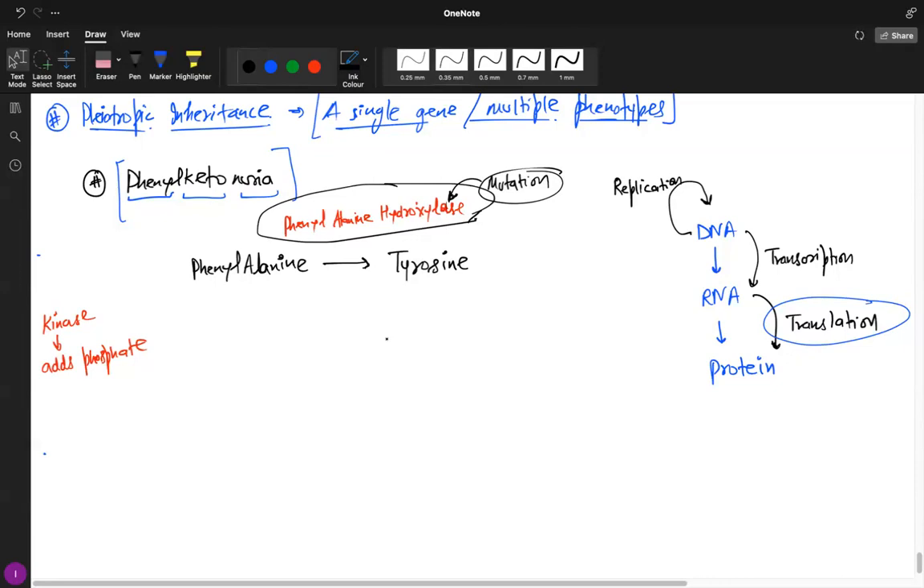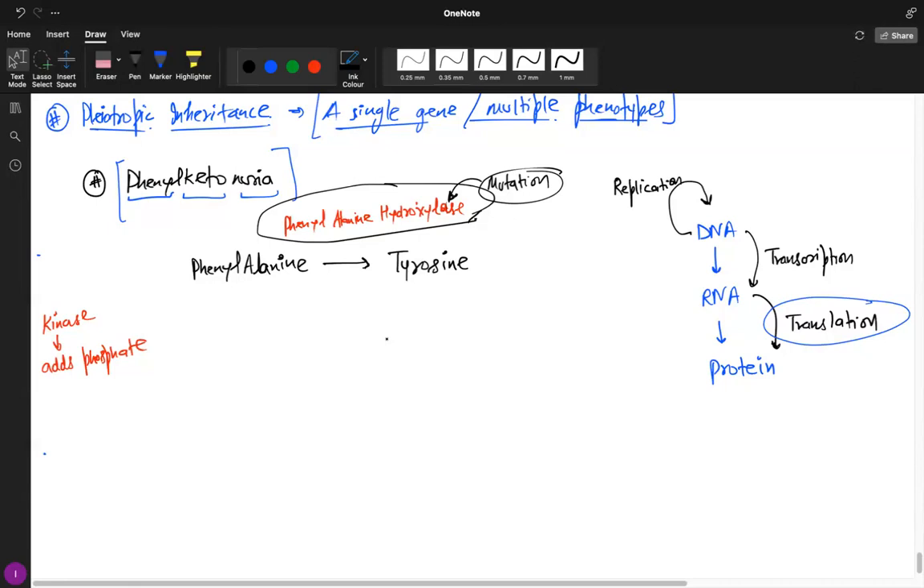So only one gene changed. And because of that one gene changing, you understand that phenylalanine will no longer be converted to tyrosine in the body. Yes or no?